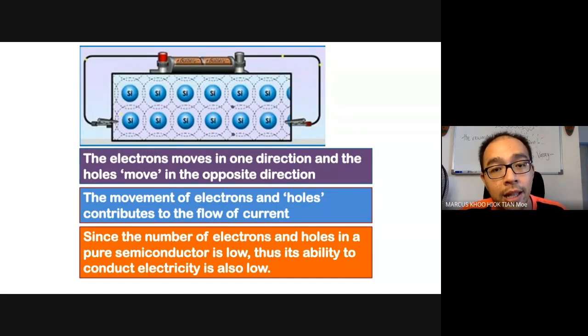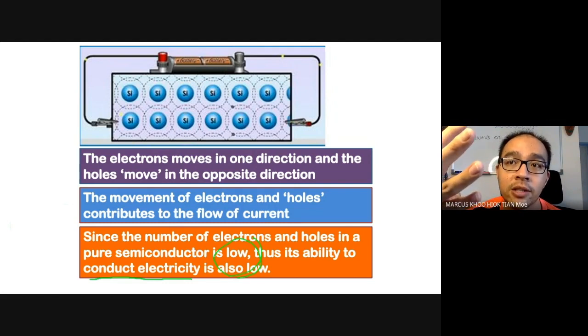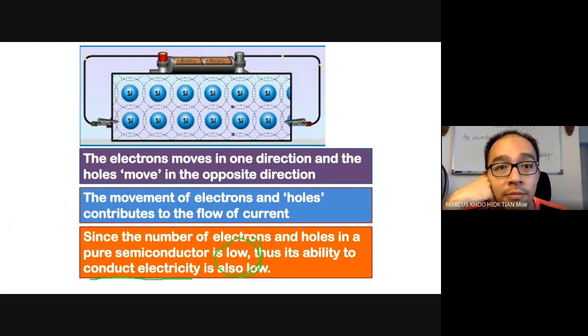Since the number of electrons and holes in a pure semiconductor is generally low, the ability to conduct electricity is also low. That's why it's called a semiconductor. There are not enough free electrons to flow so that the conductivity is better. Maybe only one is free. You would imagine that if there are 4 valence electrons, all 4 will be free to move around, right? No, they're not, because they're still stuck by the covalent bond.